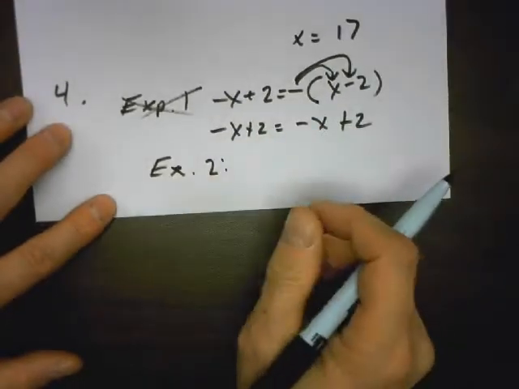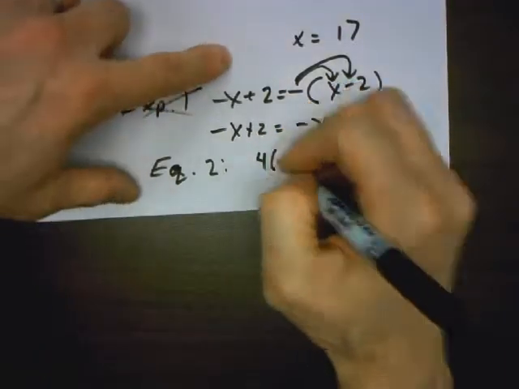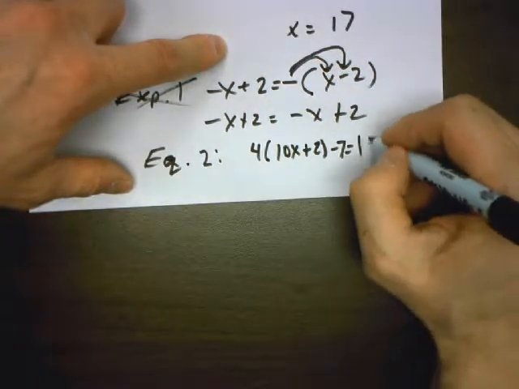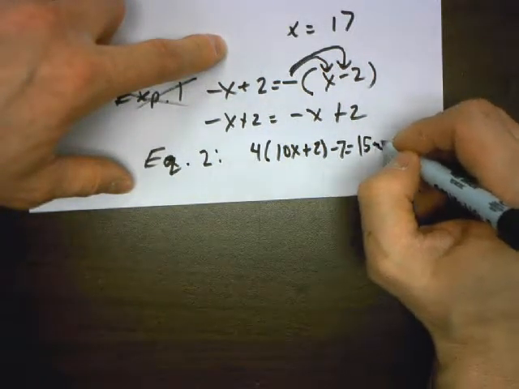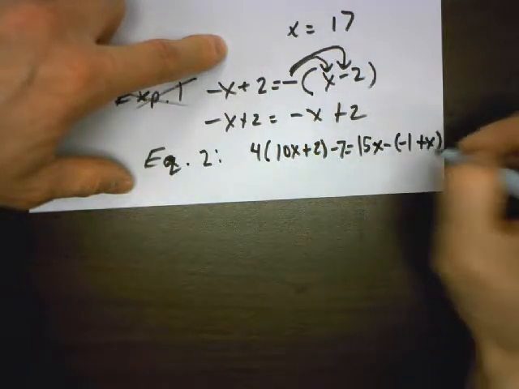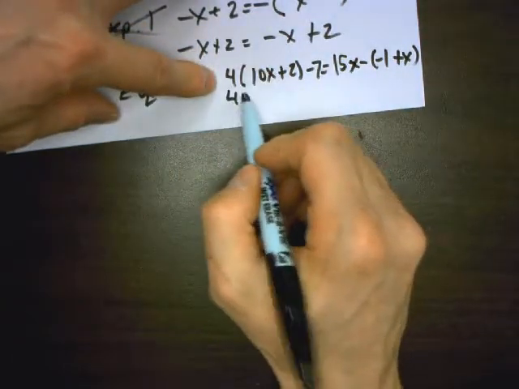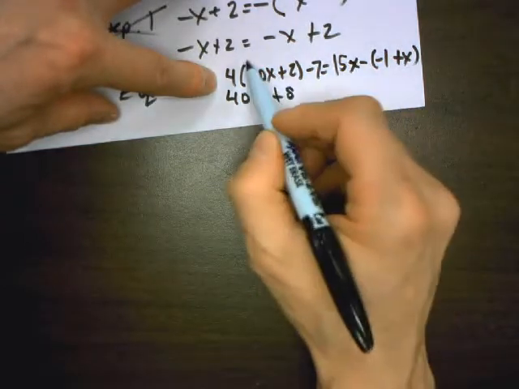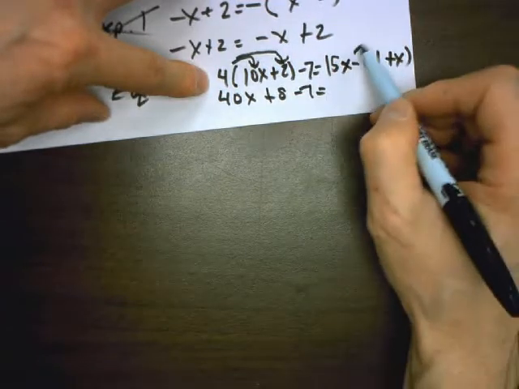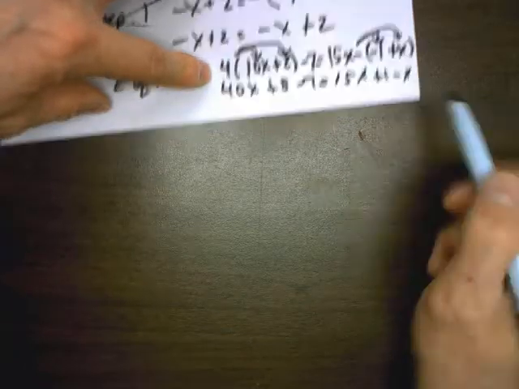Equation 2. We have 4 times the quantity 10x plus 2 minus 7 equals 15x minus negative 1 plus x. So let's simplify both sides. Okay, I'm going to distribute first. I get 40x plus 8, right? 4 times 10x, 4 times 2. Now those parentheses go away. Over here I have to distribute the negative. So I have 15x plus 1 minus x.